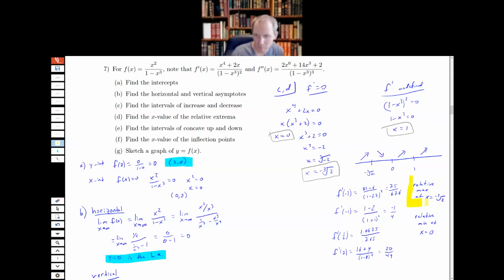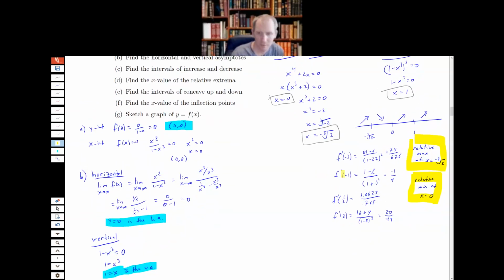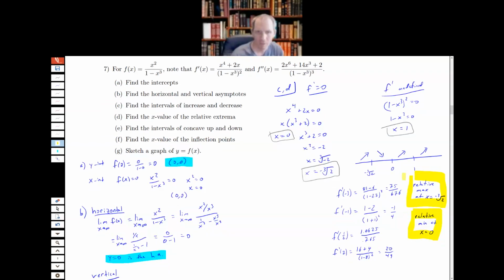Something that didn't come up, but I want to point out, is that at 1, we had a vertical asymptote. So 1 is not defined in the original function. Even if at 1 it went up and came down again, that wouldn't be a max. x equals 1 can't be the location of a relative max or a min, because it's not defined in my function.